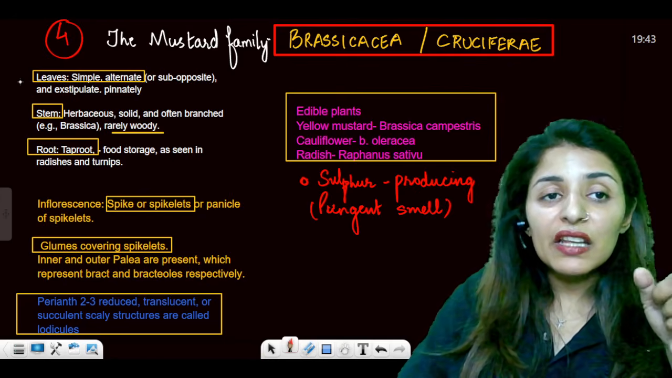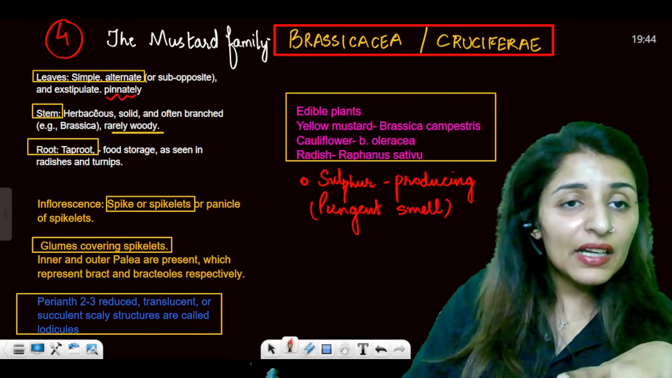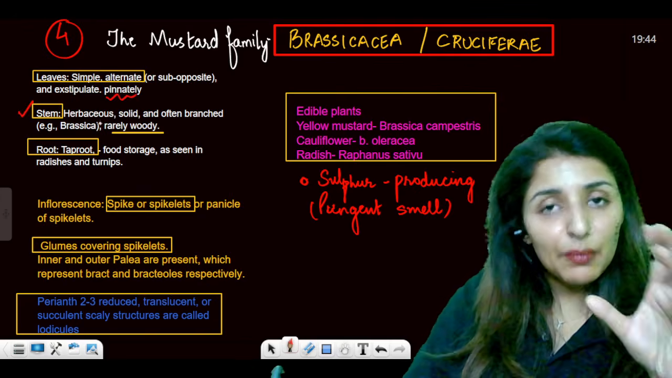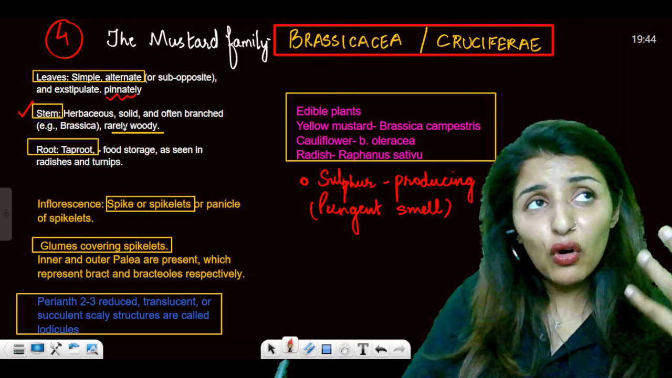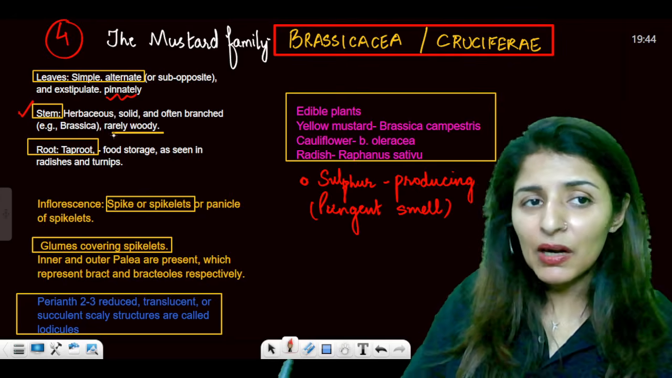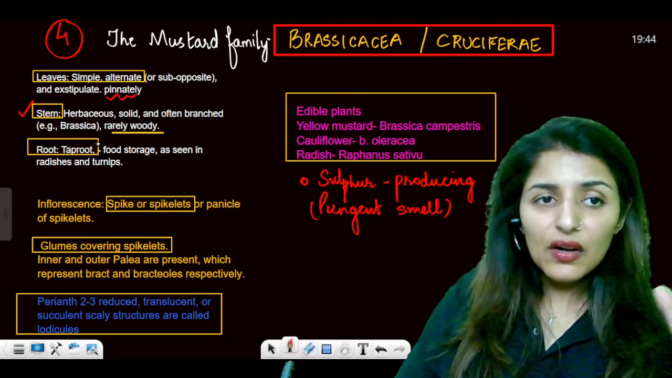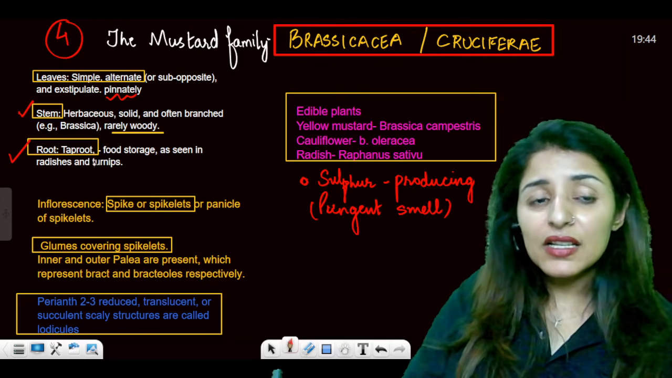Now, talking about the leaves, they are simple, they are alternate, and they are pinnate. They show pinnately compound leaves. Then the stem is herbaceous. It is rarely woody. Just think of cabbage, cauliflower, broccoli, radish, all come under these. They are herbaceous, right? Then, talking about the root, again, it's a dicot family, so it is a taproot.